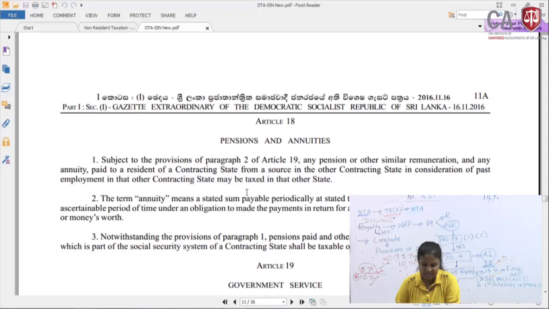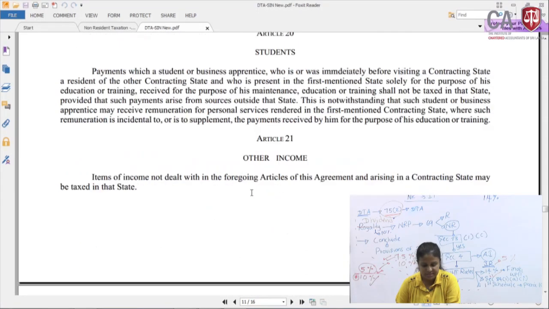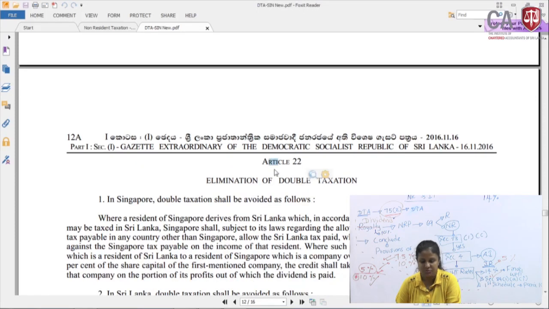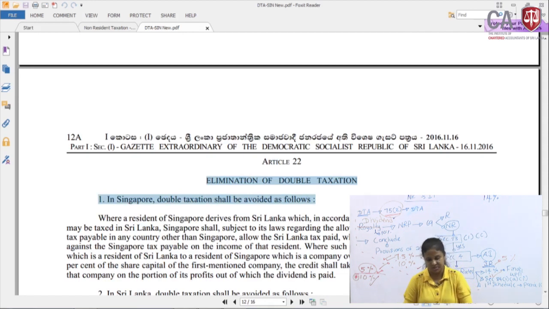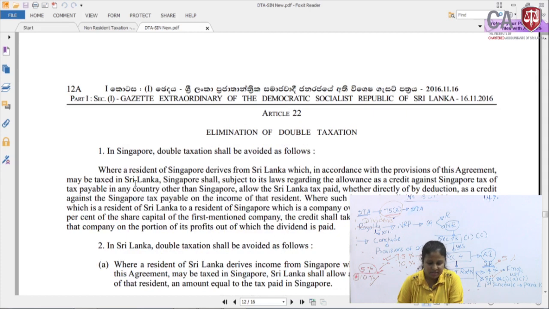Article 16, 17, 18, please go through. For these things, I am not going to discuss, but I need to come to Article 22, elimination of double taxation. In Singapore, double taxation shall be avoided as follows. These are the methods given for elimination of double taxation. This provision, Article 22, is also really important. Where a resident of Singapore derives income from Sri Lanka, which in accordance with the provisions of this agreement may be taxed in Sri Lanka, Singapore shall, subject to its laws regarding the allowance as a credit, allow as a credit against Singapore tax of the taxpayer.